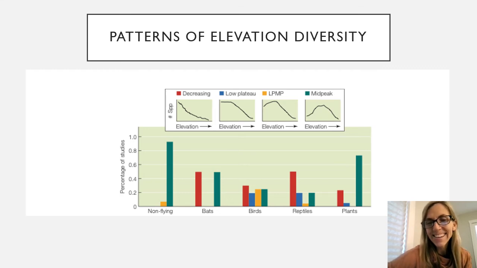So we see here 4 different patterns of elevation diversity. You can see that generally the pattern is that as elevation increases, diversity decreases, but we see different trends with that, including that mid-peak trend, or the slight hump trend in that yellow line. And what you'll see is that most plants, as well as non-flying mammals, show the highest diversity in that final mid-peak elevation shape, whereas birds, interestingly, sort of are evenly distributed among these different patterns.